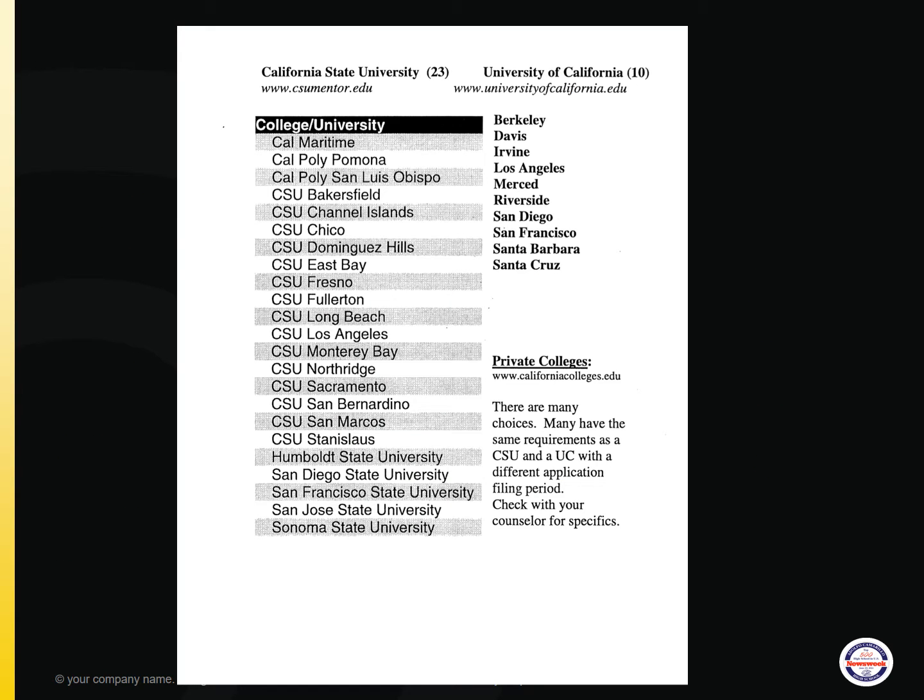Within our home state, there are 23 California state universities, better known as CSUs, 10 University of California schools, better known as UCs, as well as private colleges. Should you choose to apply out of state, there are a number of private colleges and public colleges as well.